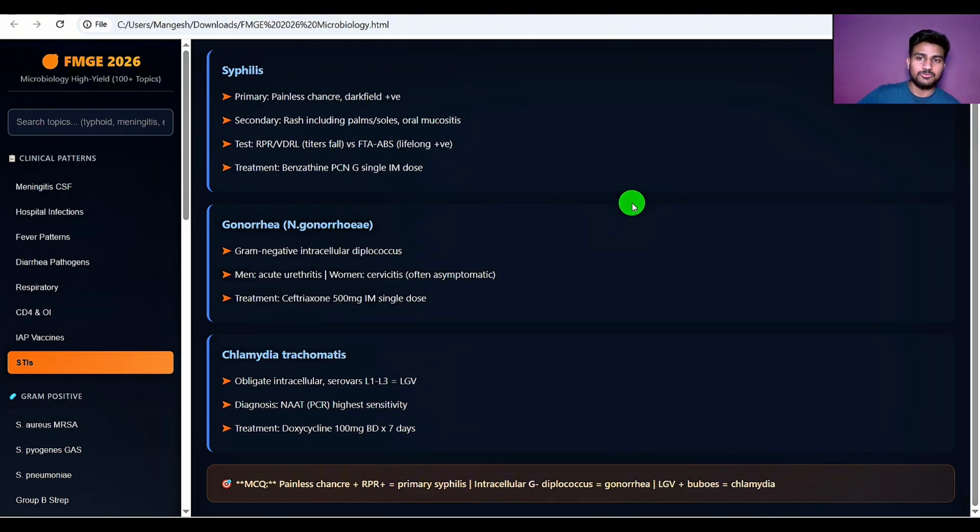VDRL stands for Venereal Disease Research Laboratory titers, and those titers are matching these research laboratory values. So that is how we test for syphilis. Then there is also the FTA-ABS assay. FTA-ABS stands for Fluorescent Treponemal Antibody Absorption assay.